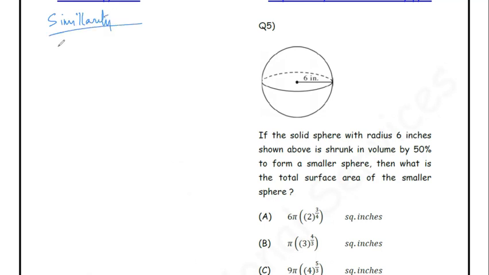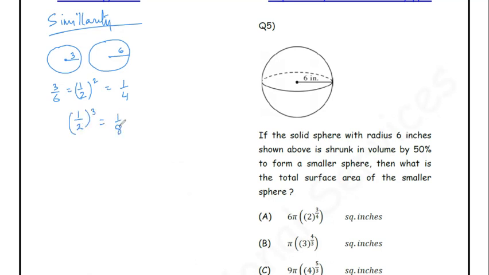We already know that if there is a circle, and if the radius is 3, let's say, and if it's a bigger circle with radius 6, then the ratio of the radii is 3 is to 6, which is also the ratio of the circumference. If I square this, it becomes the ratio of the areas. And if I were to cube this, it would be the ratio of the volumes.